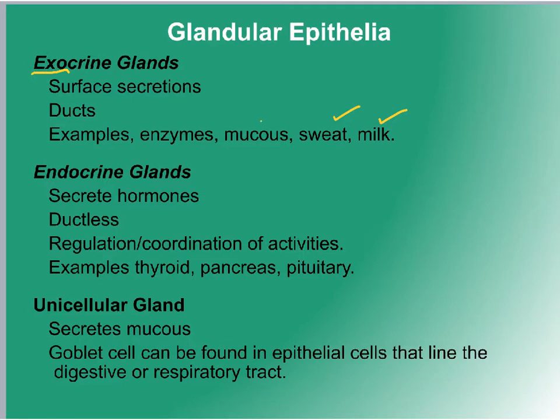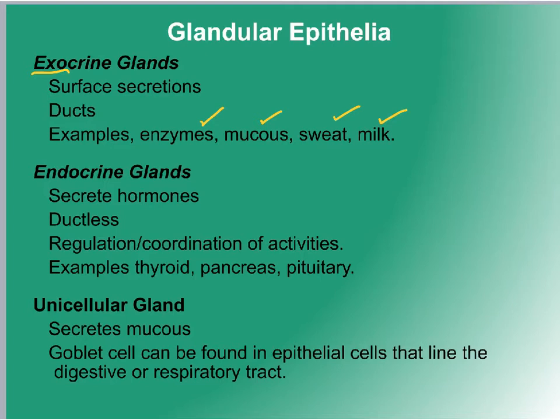There are mucus glands that perhaps will secrete mucus onto the surface of your stomach, the inner lining of your stomach. Same with enzymes. Enzymes can be secreted onto the inner surface of the stomach, or the inner surface of the small intestines, or the inner surface of the mouth. So exocrine glands secrete their product onto the surface of something.